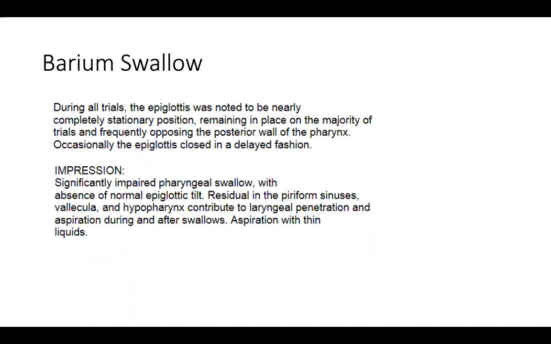During all of the trials, the epiglottis was noted to be nearly completely stationary, remaining in place, opposing the posterior wall of the pharynx. Occasionally, the epiglottis closed in a delayed fashion. It was significant for impaired pharyngeal swallow with absence of normal epiglottic tilt. So essentially, this is some posterior oropharyngeal dysphagia, which is not incredibly common, I would say.